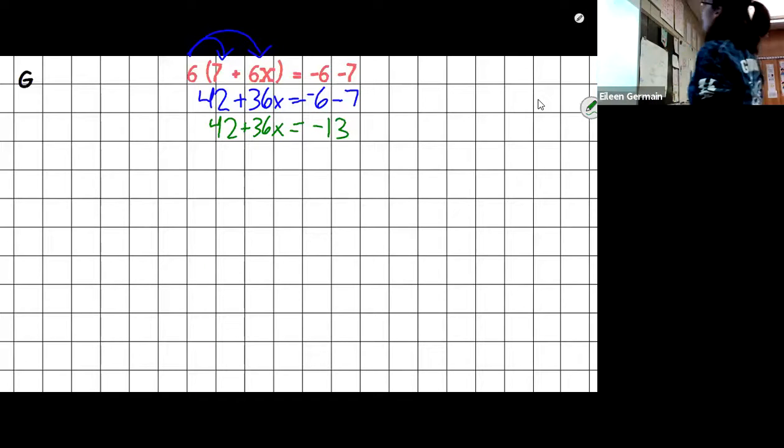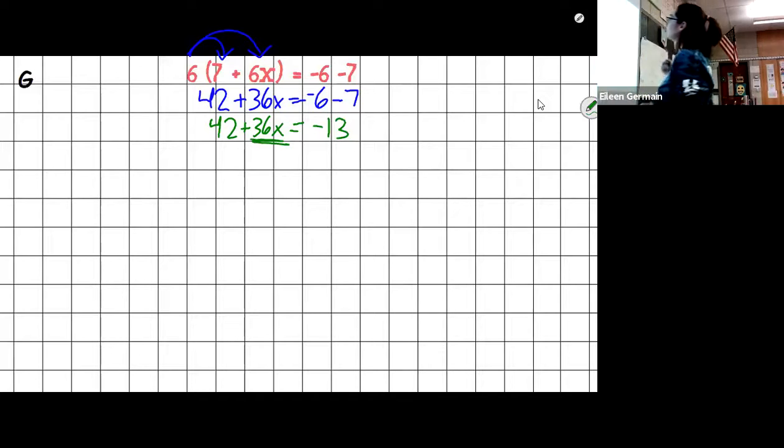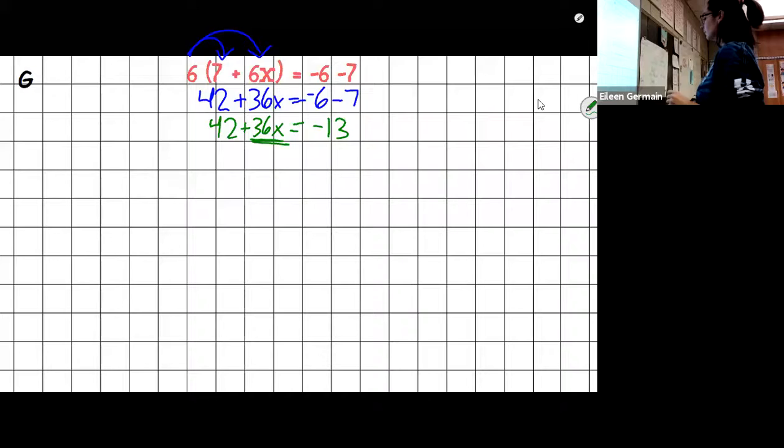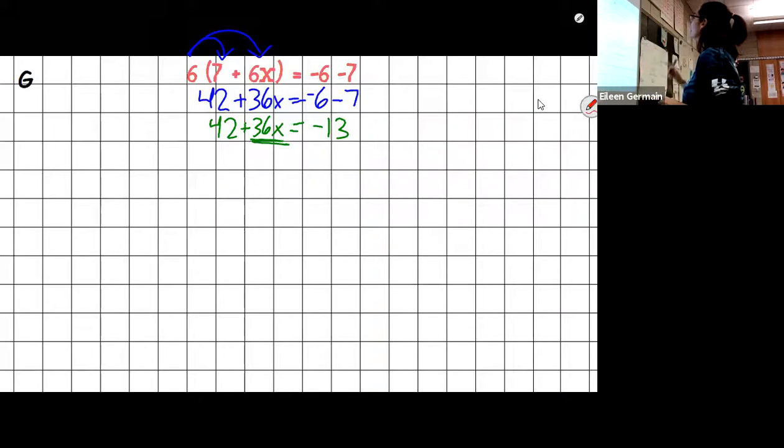Wonderful. So I have my x's all on the left side. So I'm going to have to move my constant over to the right side. So Peyton, how would I move that constant over to the right side? I did a 13 minus 42. Exactly.